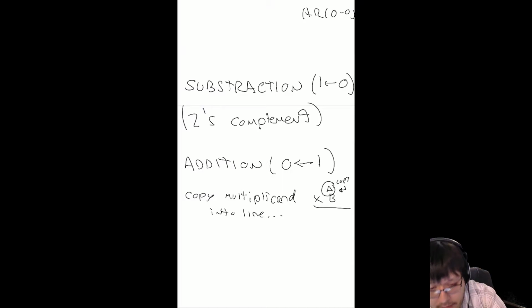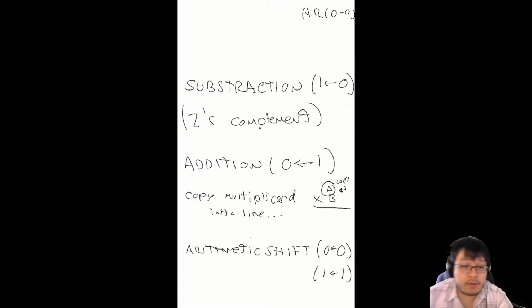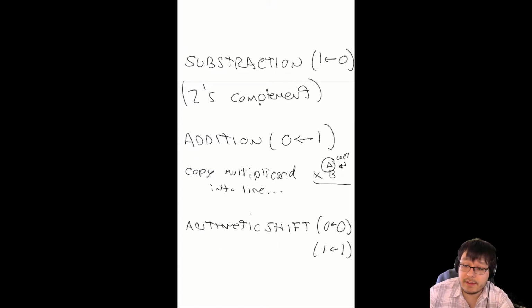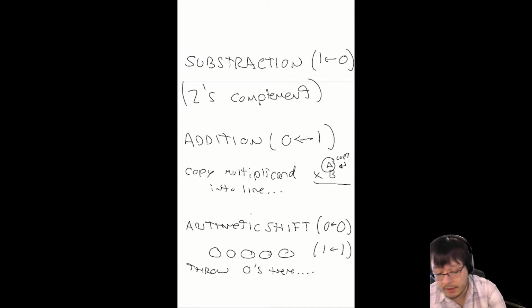Finally, we have the arithmetic shift. For a 0 to 0 or a 1 to 1, it's easy as well. All you're going to put is just a bunch of zeros there. Just throw zeros there. Okay? Either one, whether it's 0 to 0 or 0 to 1, you just put a bunch of zeros.